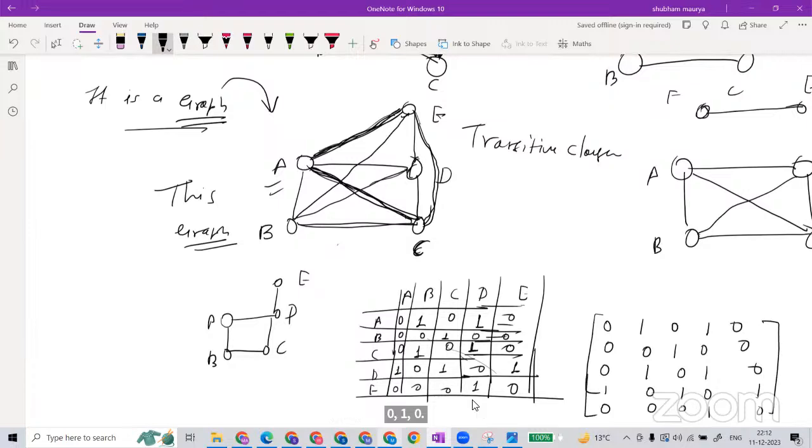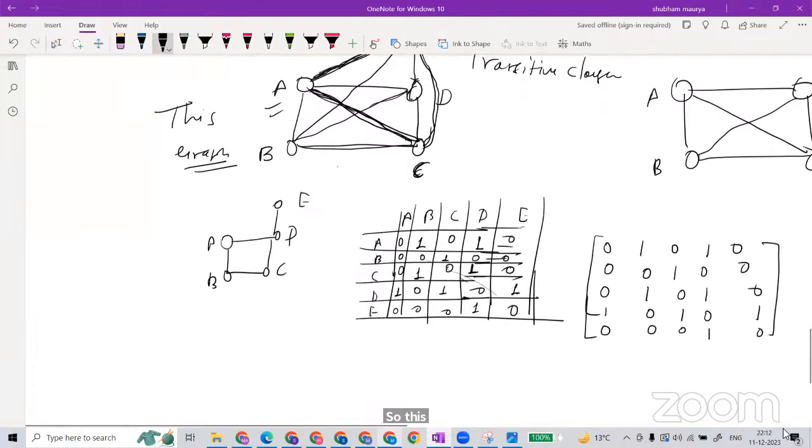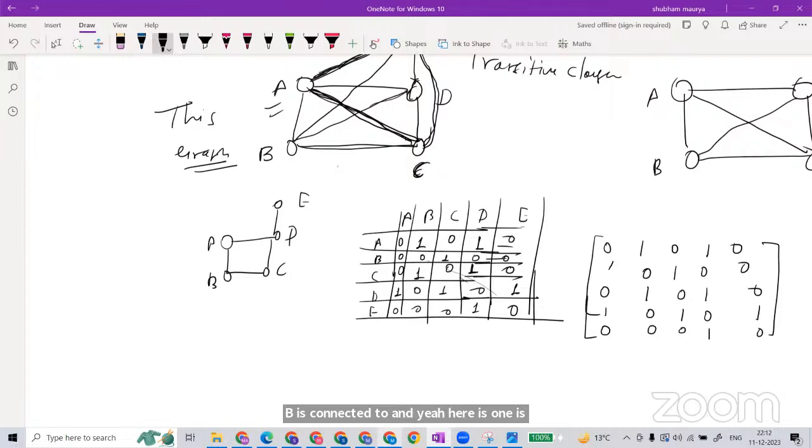Sir, is the matrix B connected to A as well? B is connected to A, and yeah, here is 1 going to be. So it is a kind of symmetry that will happen. Whatever the thing is will come here. Yeah, it is actually coming the same. Symmetricity will happen. Yeah, now it is symmetric.